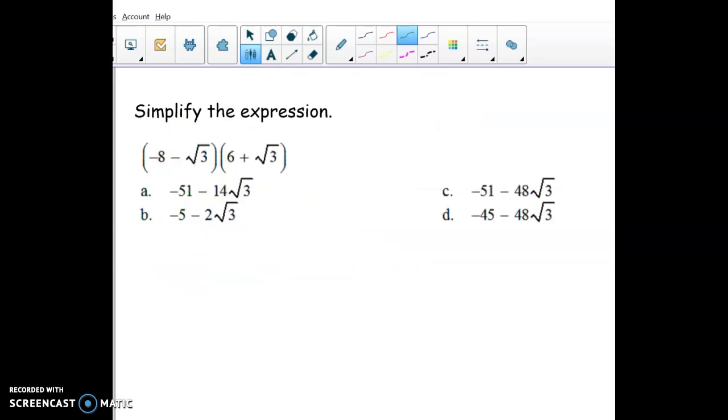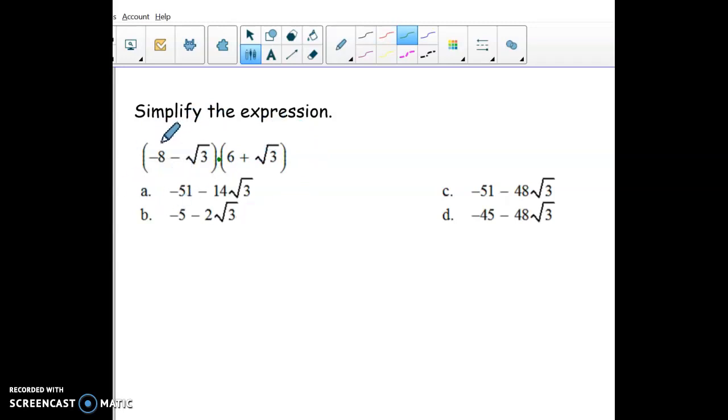All right, from there, one of the things we do is multiply these binomials. This is a binomial deal. So see if you can multiply them together and get one of our answer choices here. All right, here you go.